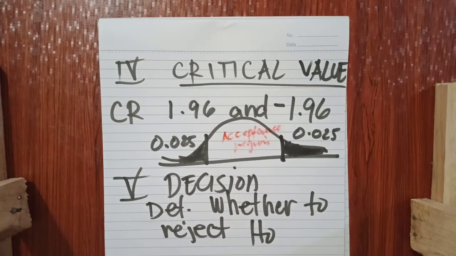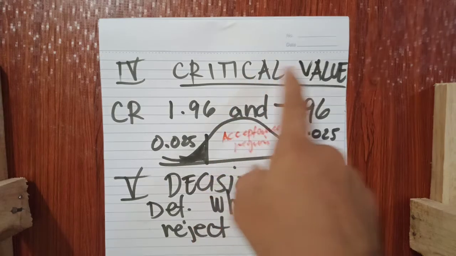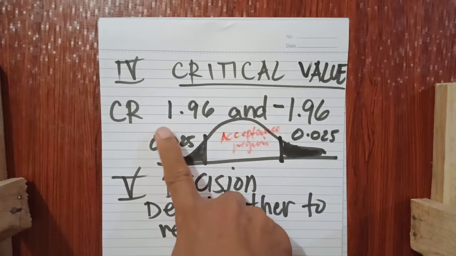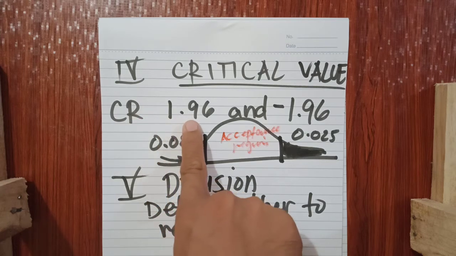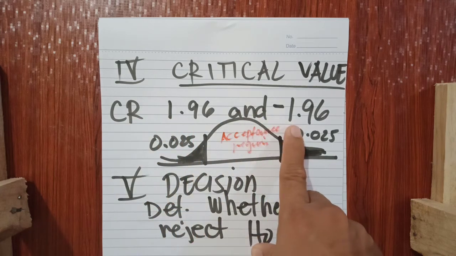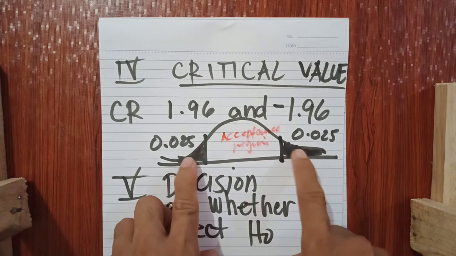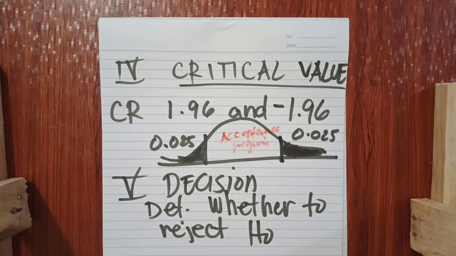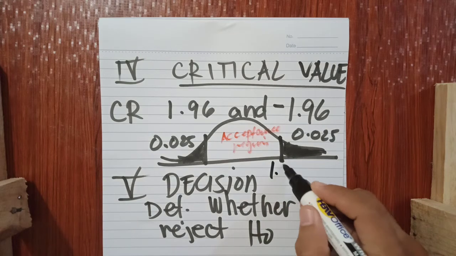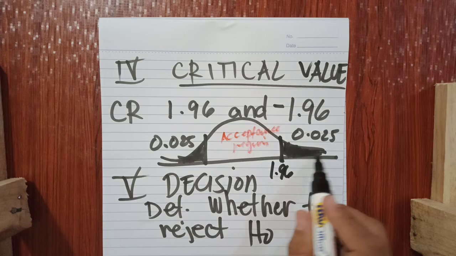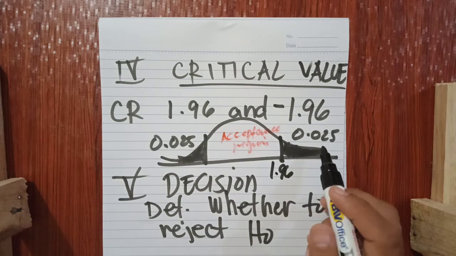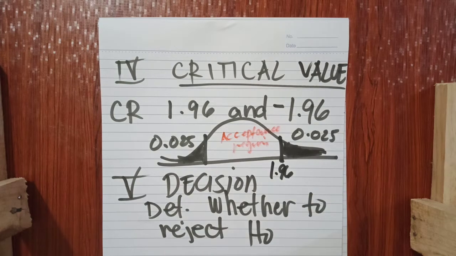Okay? So, natapos na natin ang step 4. Ang step 4, na-determine natin yung critical values. These are 1.96 and negative 1.96. Okay? So, napakita na rin natin yung region of rejection. Nandito. Siyempre, kung lalampas doon sa 1.96 yung makokompute mo, reject mo yung null hypothesis.